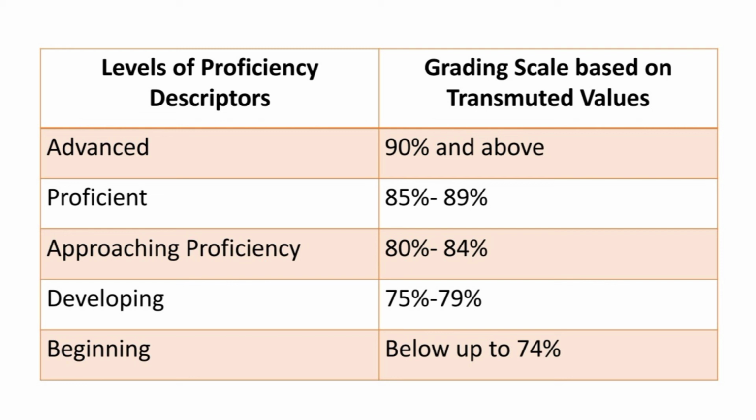For the advanced level, the grading scale is 90% and above. For proficient, 85% to 89%. While for approaching proficiency, the grading scale is 80% to 84%. And for the developing level, 75% to 79%. And for those who are in the beginning level, the grading scale is below and up to 74%.